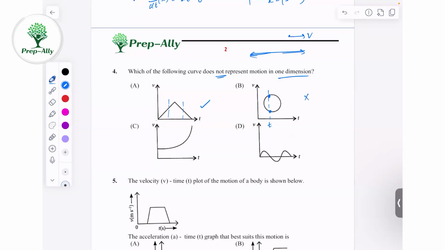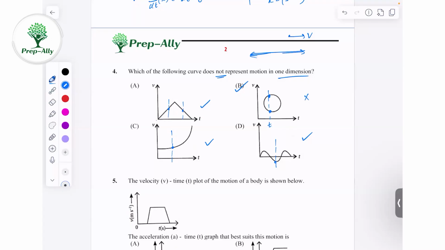We'll also check options C and D anyway. Here also, if you draw a vertical line, it touches the graph at exactly one point everywhere. Therefore, it is correct. Similarly, in option D also, draw a vertical line anywhere, it will touch the curve at exactly one point only. Hence, option D is also correct. Only B is incorrect. Okay.